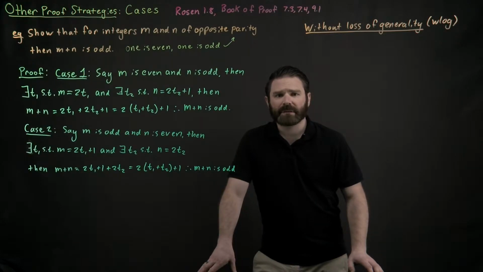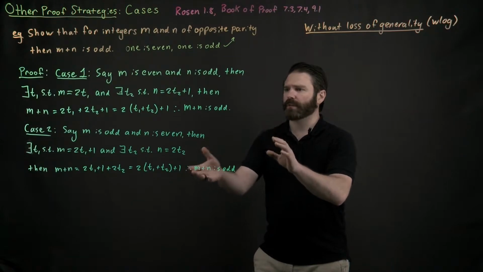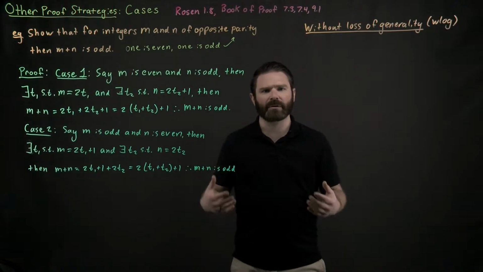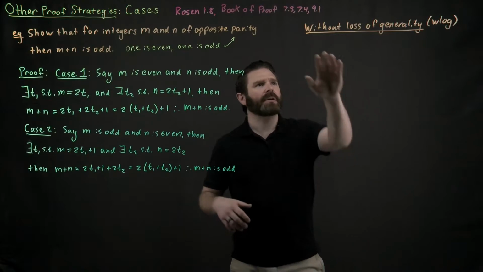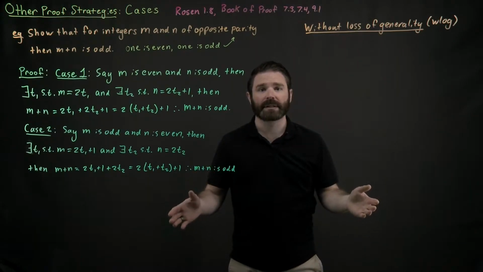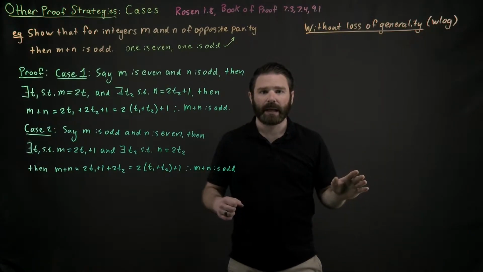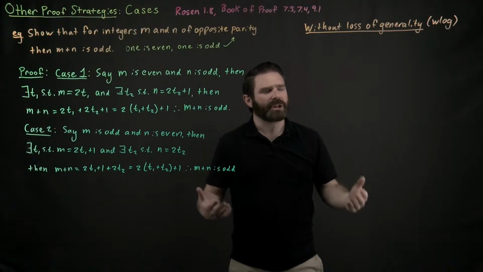So as I said in the previous video, this is an example of a proof where we could have used this term called without loss of generality. So I've written up here without loss of generality, and extremely often this is abbreviated WLOG, without loss of generality. And what is without loss of generality?